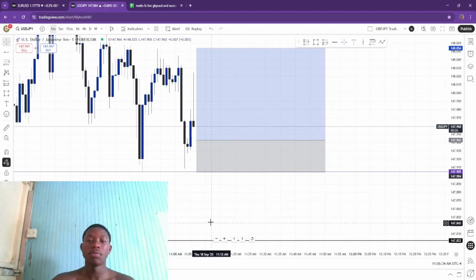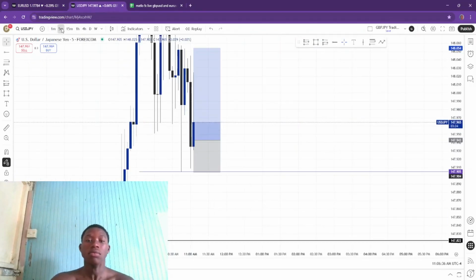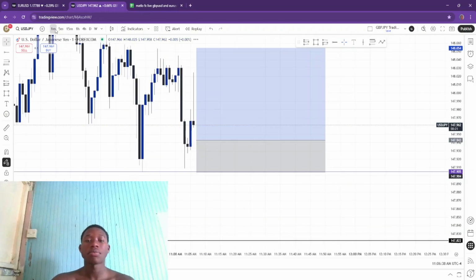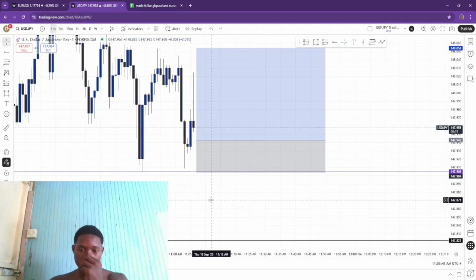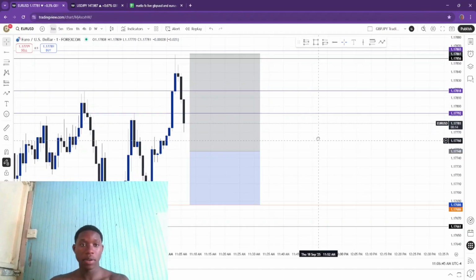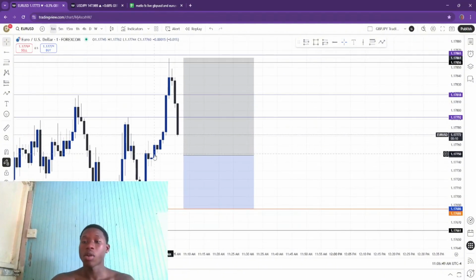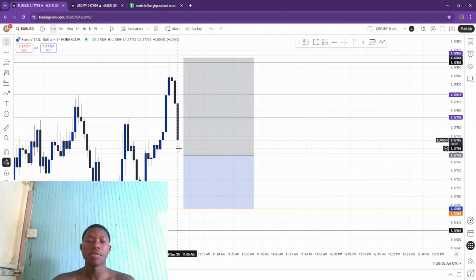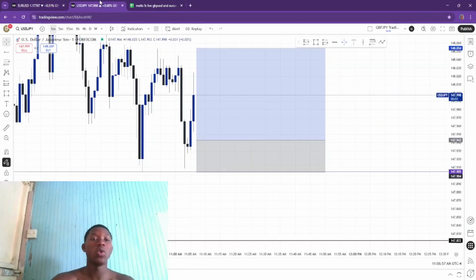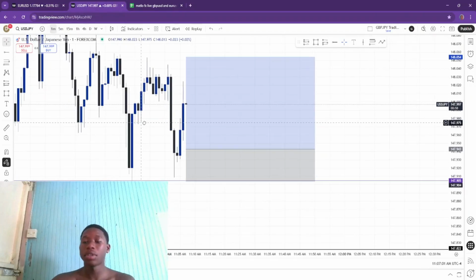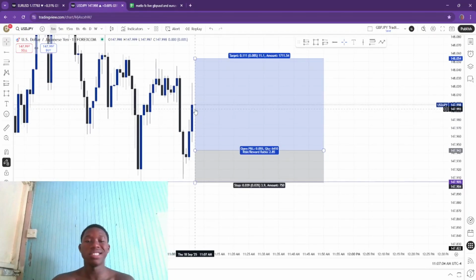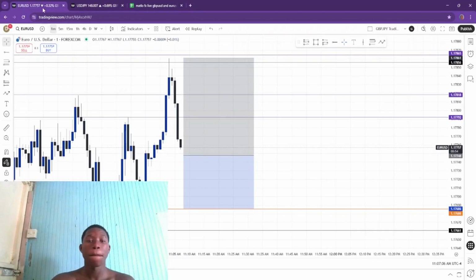USD JPY trying to do its thing right now. Okay. Euro USD doing its thing. 10 more seconds for that candle to close. Let's see if it closes below that low. USD JPY in an uptrend. Still have like 53 more minutes to go.